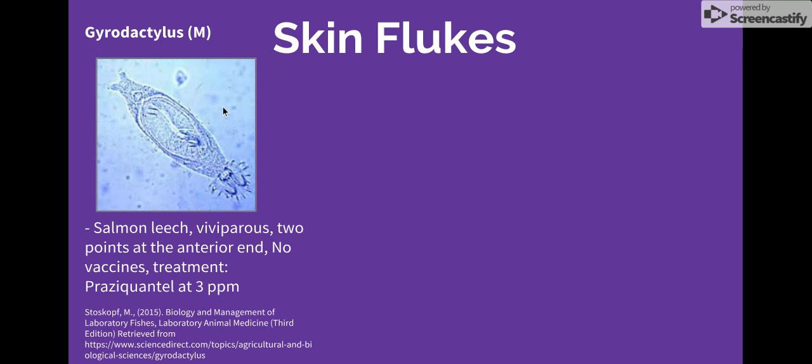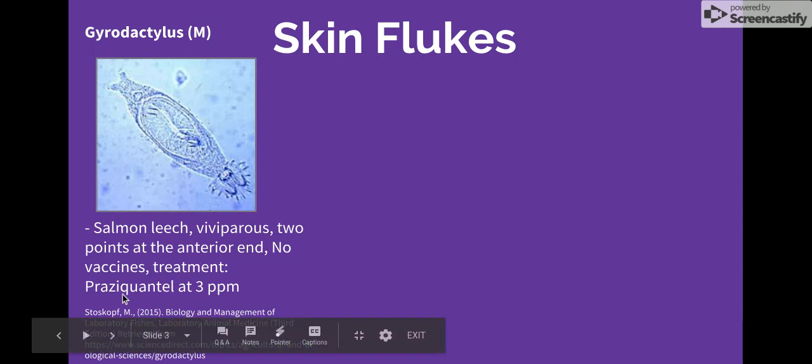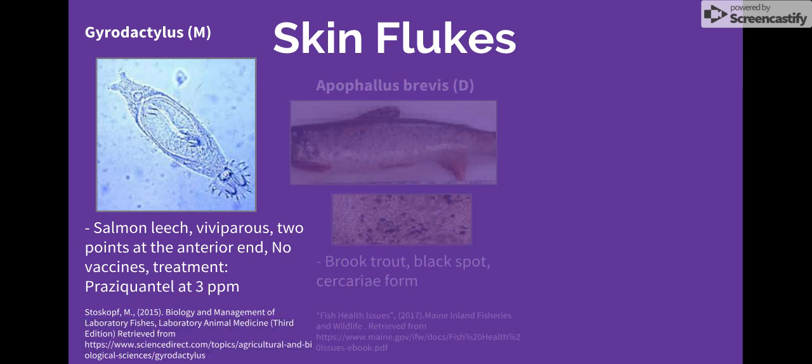It's also known as the salmon leech. So it hooks onto the outside of the fish and filters for nutrients. It's viviparous, which means it gives live birth. It has 2 points at the anterior end. So that's the anterior end, the mouth, the head. This is the posterior end, which is not the head. There are no vaccines for it, and the treatment is a solution of praziquantel at 3 parts per million.